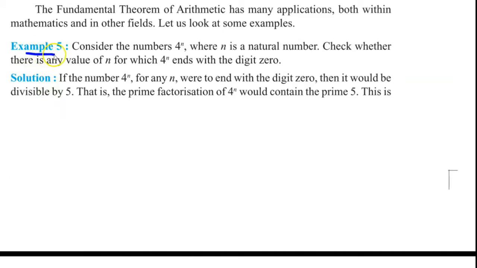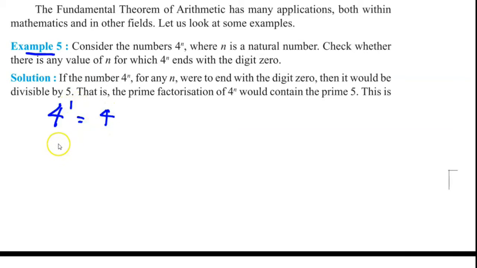Example 5 is, consider the numbers 4 power n, where n is a natural number. Check whether there is any value of n for which 4 power n ends with digit 0. What they are asking is, for any value of n, will the value of 4 power n become 0. So let's check it. First let's try with 4 power 1. In place of n we can try 1.